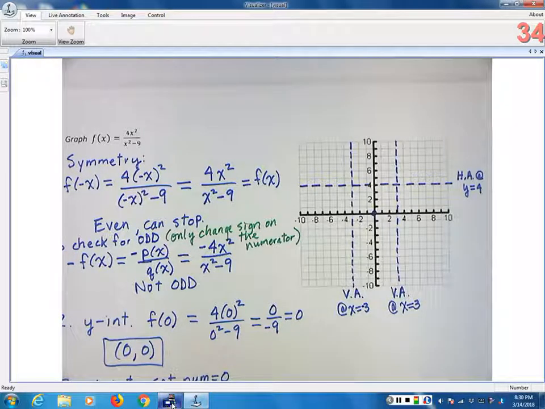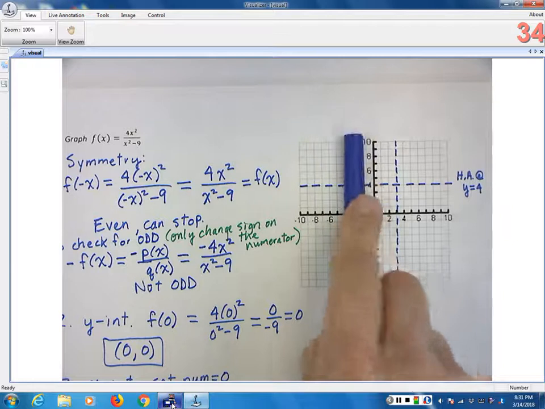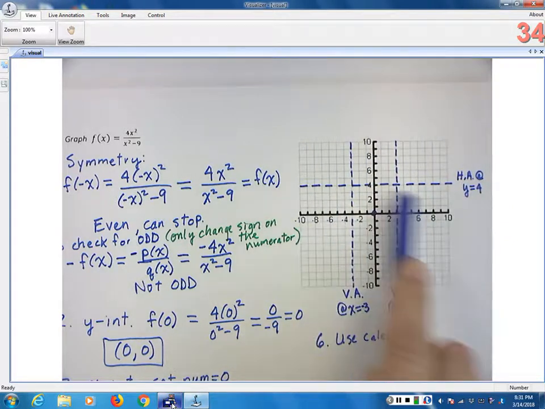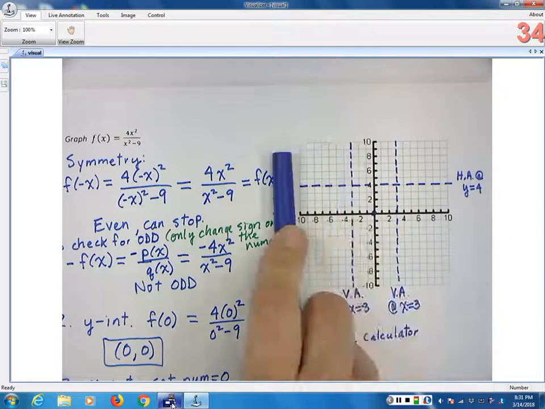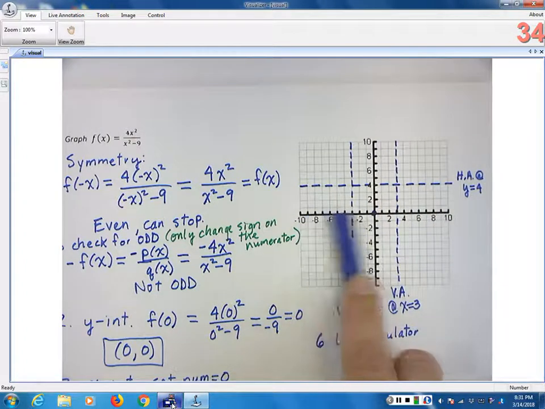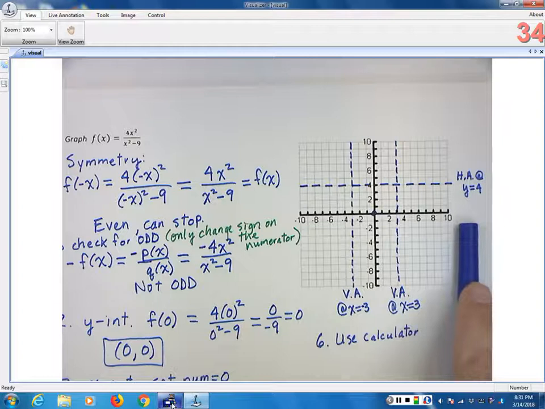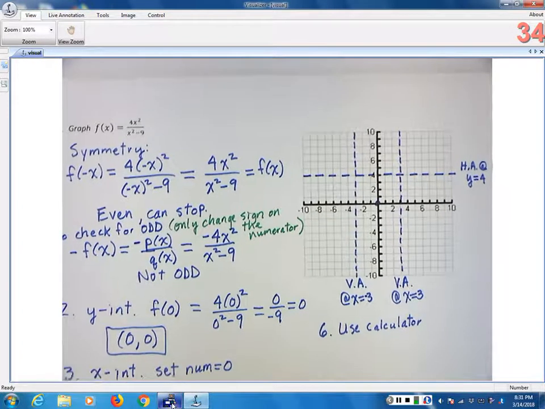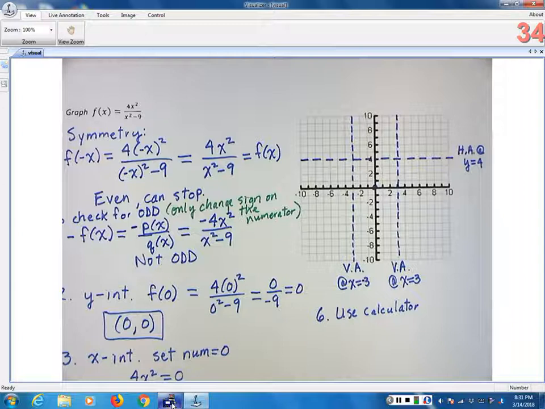Okay, now that we got that part labeled, we're going to use our calculator. And we need to find some points. These vertical asymptotes break up our number line into 3 sections. This one, and this one. We need to find points in all 3 sections to graph this. So we're going to use the calculator.